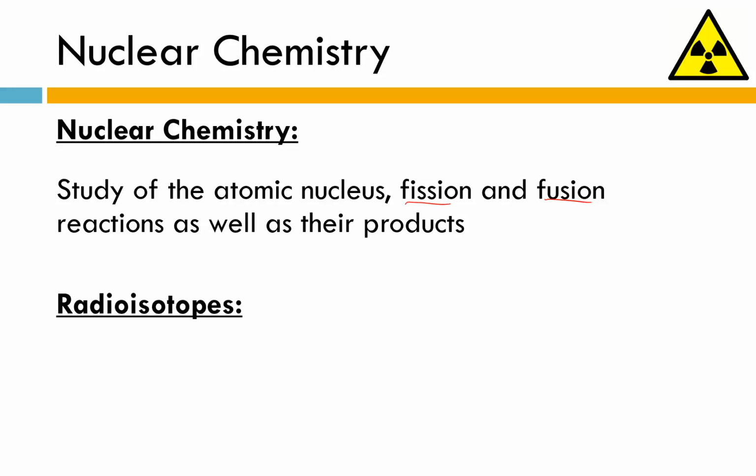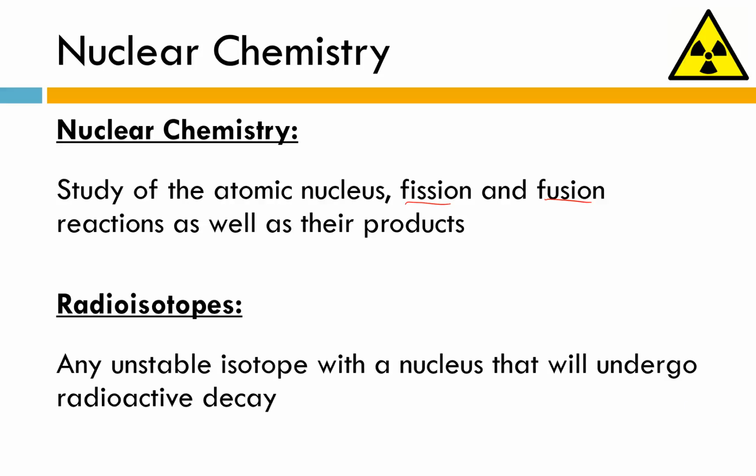You're going to hear the word radioisotope come up frequently throughout this unit. And when we say radioisotope, we're talking about an unstable isotope that is able to undergo radioactive decay, hence the name radioisotope. So we have a naturally occurring isotope that is just by its very nature unstable. And that instability is going to cause it to undergo radioactive decay.